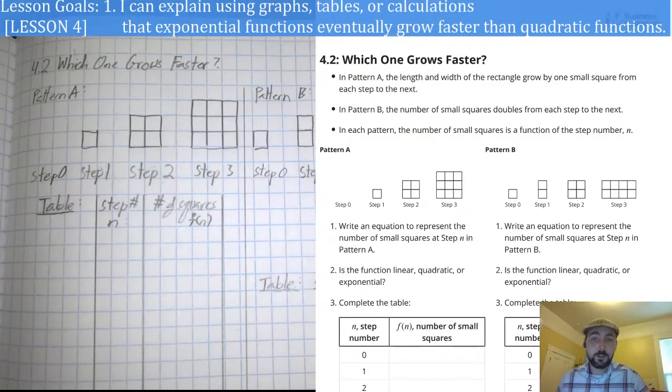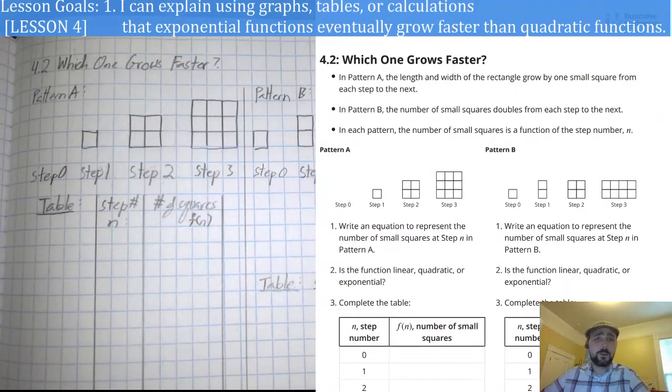So the three questions are: 1, write an equation. 2, is the function linear, quadratic, or exponential? And then 3, complete a table. We're going to do those in reverse order. So the first thing we're going to do is complete the table. The second thing we're going to do is decide whether the function is linear or quadratic or exponential. And then the third thing we're going to do is write an equation. We're going to write the equation last.